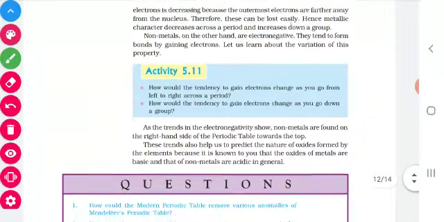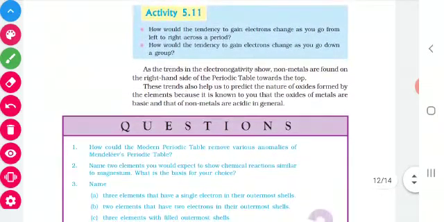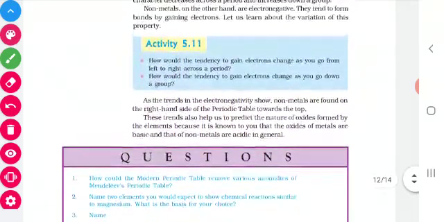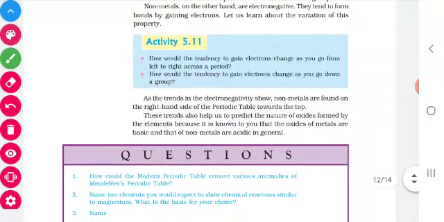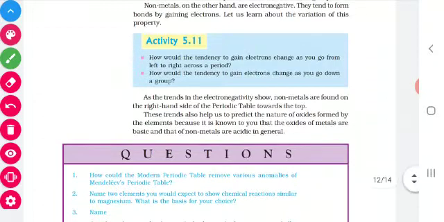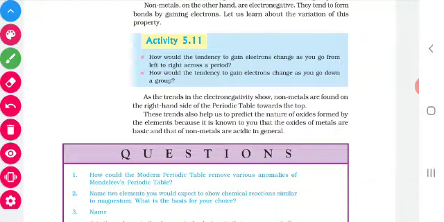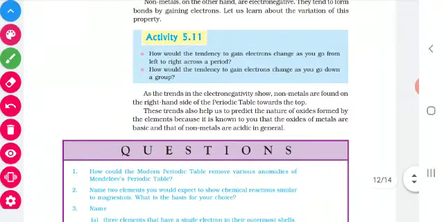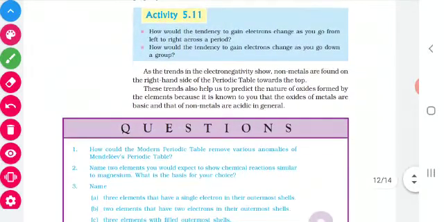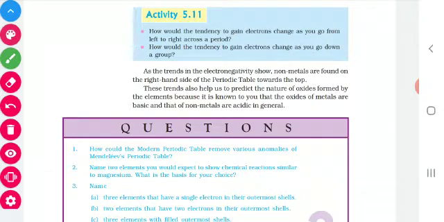This activity 5.11 also you have to do. How would the tendency to gain electrons change as you go from left to right across the period? What is the tendency? Either it has the tendency to gain electrons or not. Like that you have to say. This is the trend. Across the group or across the period, it has the same properties, so we call this a trend.